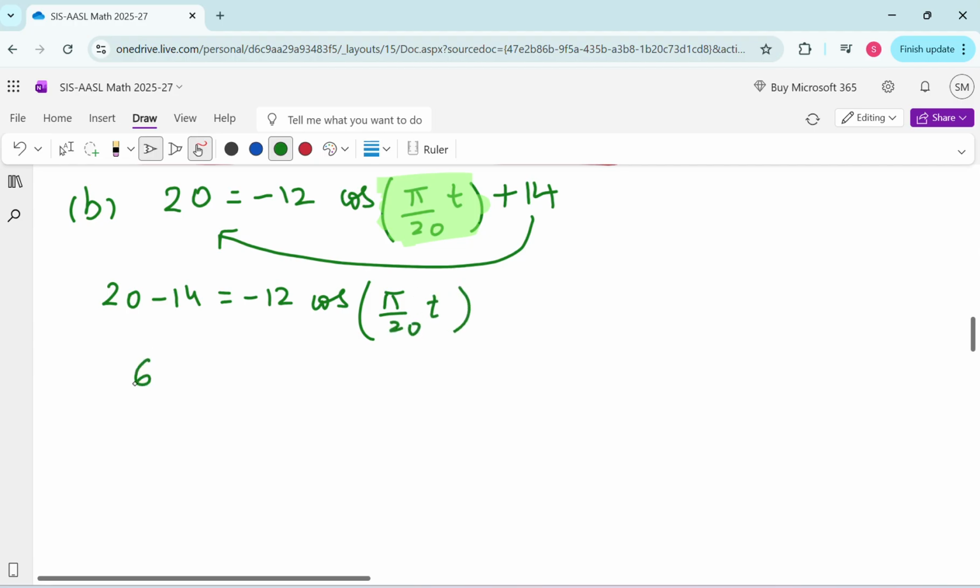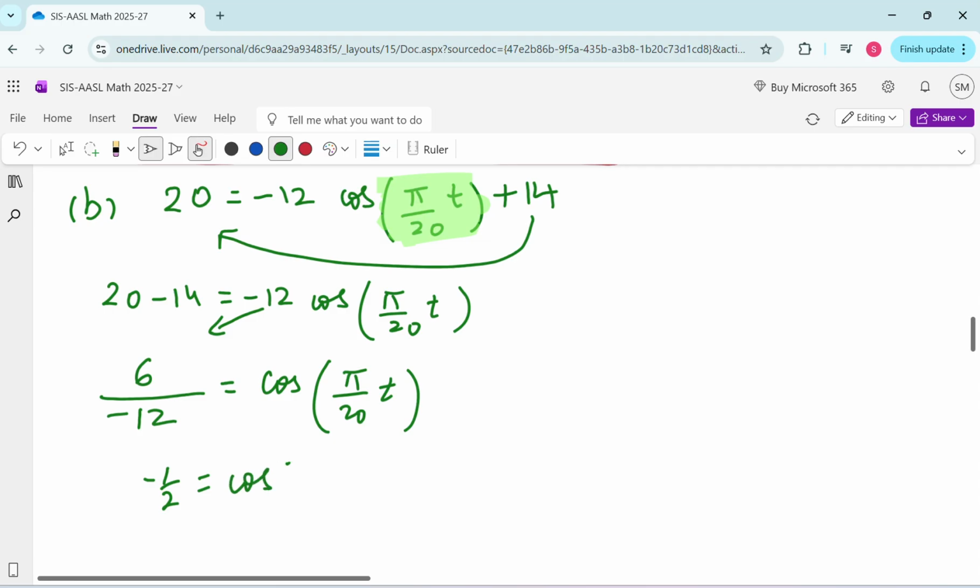This will be 6. Now I'm bringing negative 12 down below 6. So 6 upon minus 12 is cos pi by 20t. This will be negative half is equal to cos pi by 20t. Remember, I'm interested in the angle, which is this green shaded area. So eventually this should be my subject.